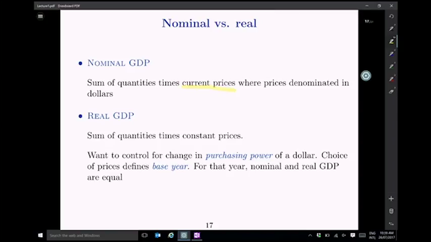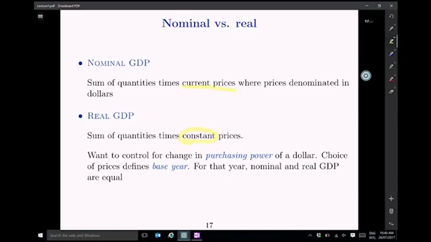This is where we take the sum of quantities times a constant price. We want to use a constant price to control for the price level. And normally, if you choose a constant price, you have to choose a price in a certain year, and this certain year is called a base year. And in the base year, by definition, real GDP equals nominal GDP, right?